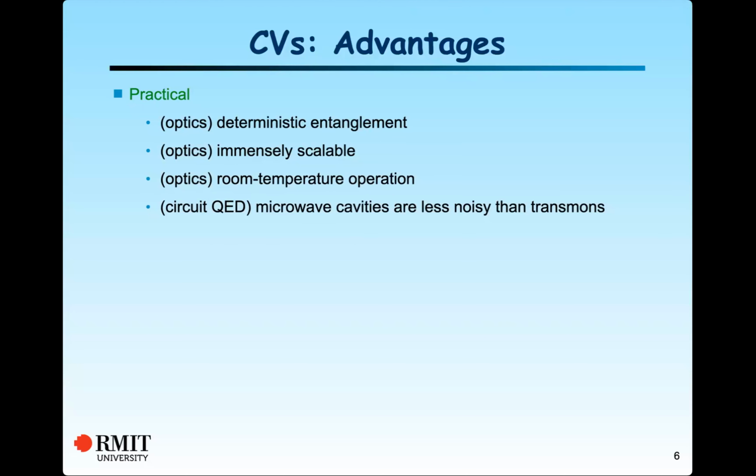And it was very hard to get them to talk to each other. The best gates that were available involved ancilla photons and measurements, and they only worked some small fraction of the time. So that was a big problem. So if you work in the continuous variable regime, you use the whole Hilbert space, or at least a large portion of it, you actually have deterministic entanglement. So that's a big deal.